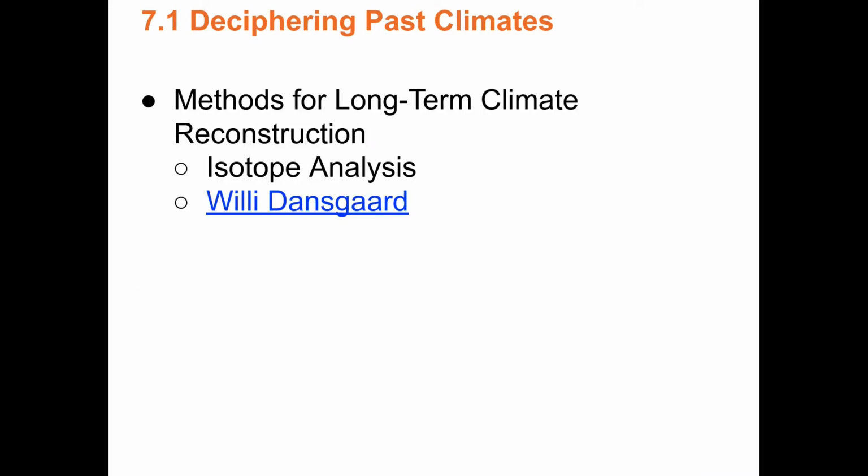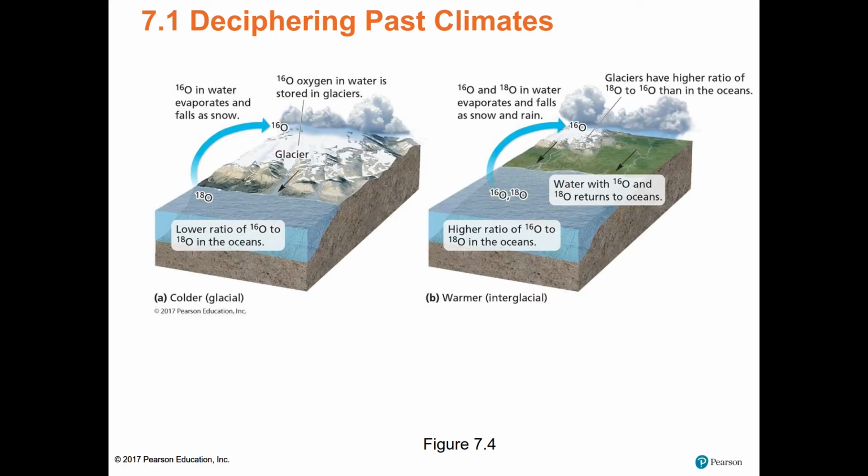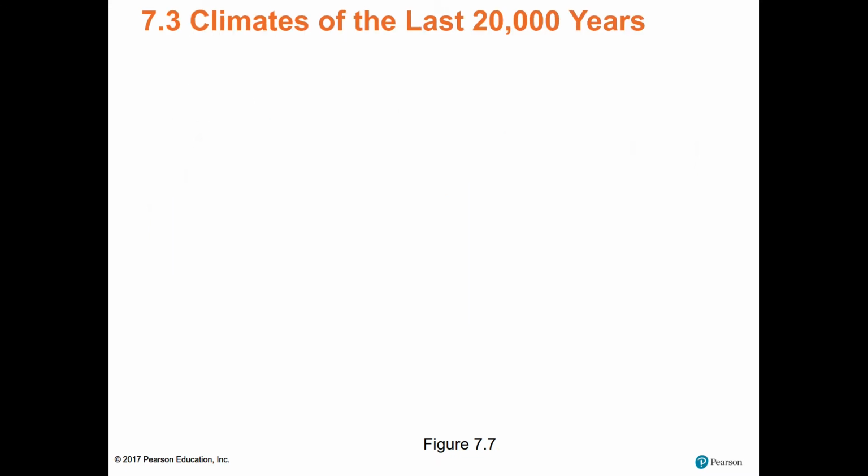There's a great video about Willy Dansgaard and isotope analysis. Isotopes are different forms of the same element, and they can tell us about, for example, temperature. The video on Willy Dansgaard does a great job. I'm not even going to bother to try to explain it. O16, O18, looking at the ratio of O16 to O18 tells us if conditions were colder or warmer. So looking at oxygen isotopes, the O is for oxygen. Looking at oxygen isotopes in ice, it'll tell us what the temperature was when that ice was deposited. And the Willy Dansgaard video does a great job of explaining it.